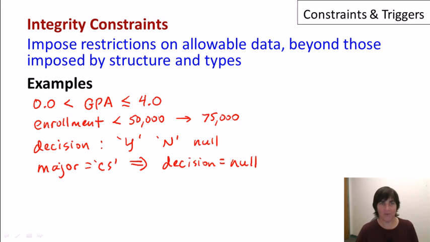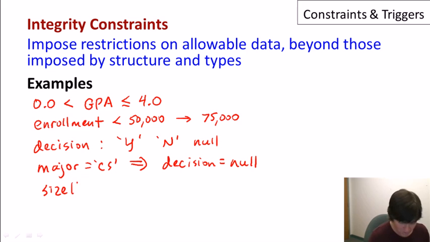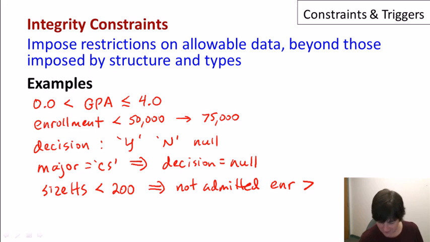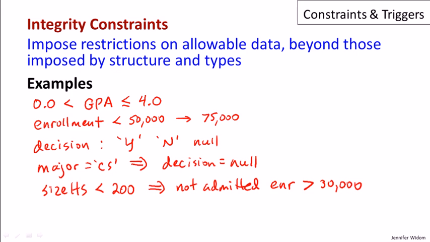Or here's an even more complicated one. Let's say that we want to enforce that students who come from small high schools are not admitted to super large colleges because it just wouldn't be a good idea for them. So we might say if the size of the high school is less than 200, then if they're admitted, well, let's say they're not admitted to a college where the enrollment is greater than 30,000, let's say. Of course, we wouldn't do that in reality, but this just gives you an idea of the fairly complicated expressions we can write as constraints to limit what the allowable data is in the database.